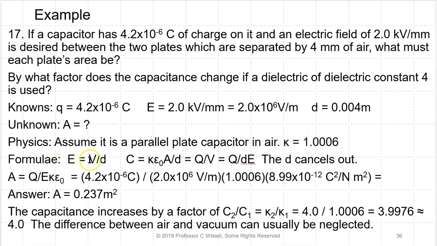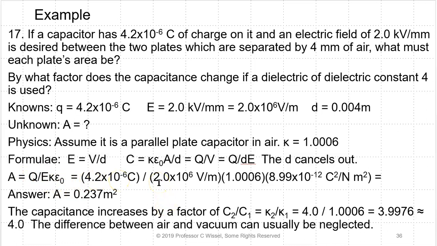Okay, the formula is E equals V over D. C equals kappa epsilon naught A over D, that equals Q divided by V, which also equals Q divided by D times E. And the D will cancel out of here. So in other words, you don't need to know the distance between the plates for this particular problem. The area equals Q divided by E kappa epsilon naught, and that will equal, the Q is 4.2 times 10 to the minus 6 coulombs.